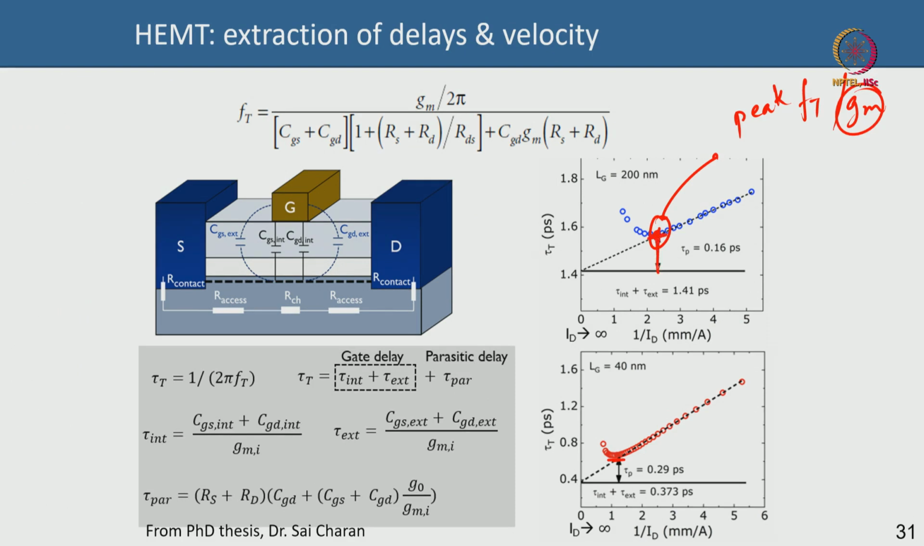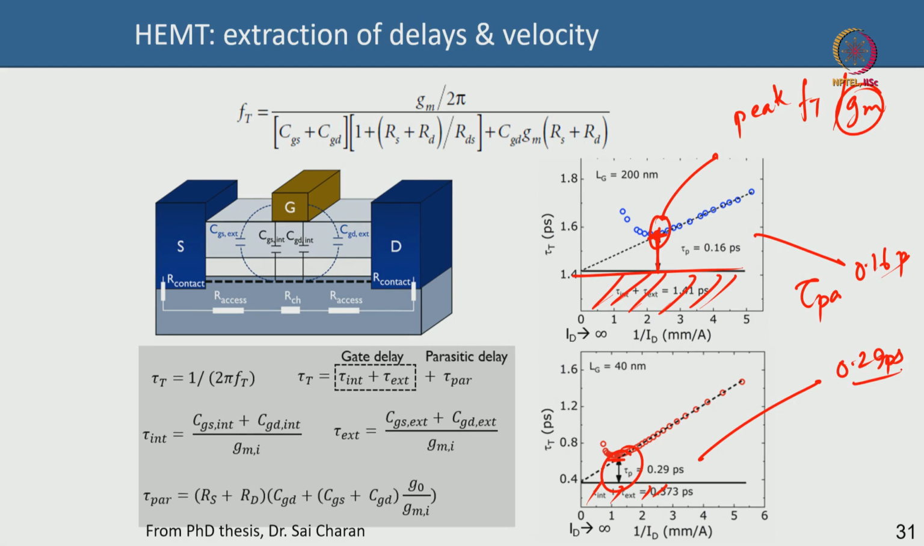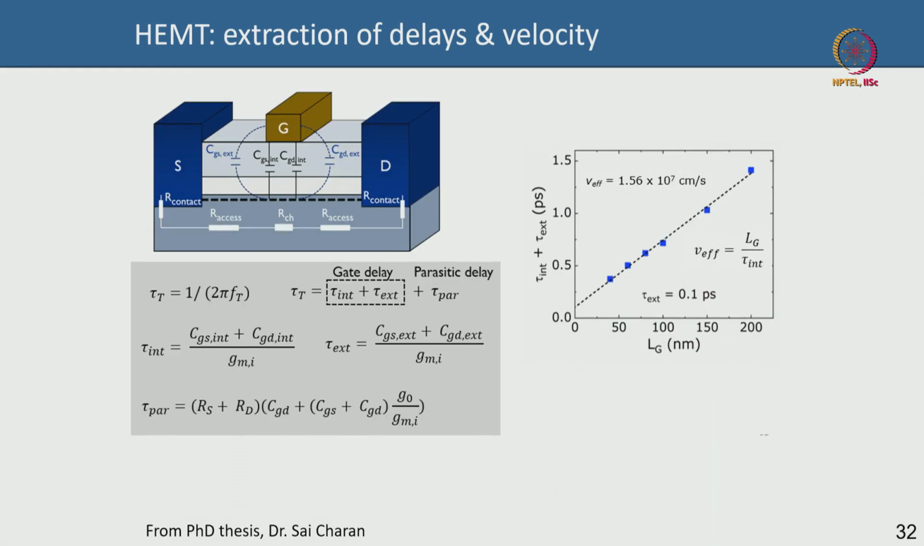So you subtract that from the baseline intrinsic plus extrinsic, and you get the parasitic delay. So now you know the parasitic delay. In this case this is 0.16 picosecond, in this case this is 0.29 picosecond. That is your parasitic delay, but you still do not know how much is the intrinsic delay and how much is the extrinsic delay.